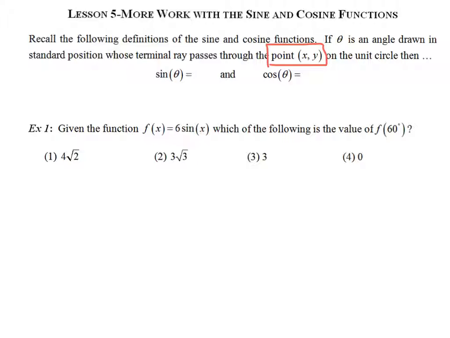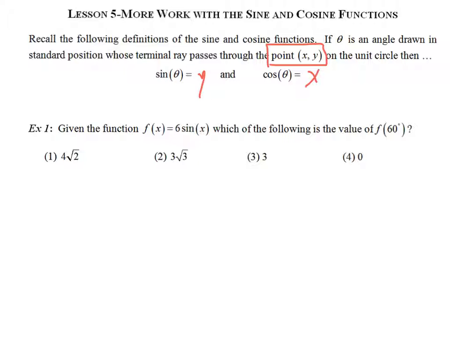Now in the last lesson we learned that the sine of the angle will always be equal to the y coordinate of that point, and the cosine of the angle will always be equal to the x coordinate of that point. So we can use that idea to then combine our unit circle with evaluating trig functions.